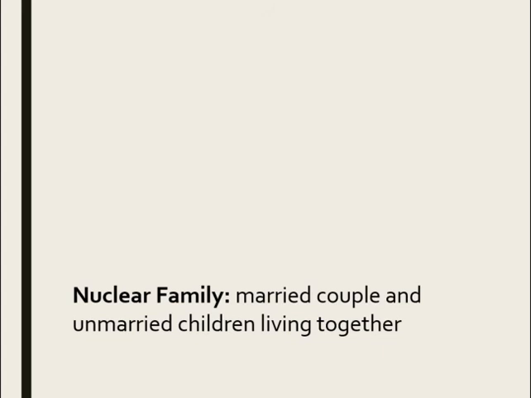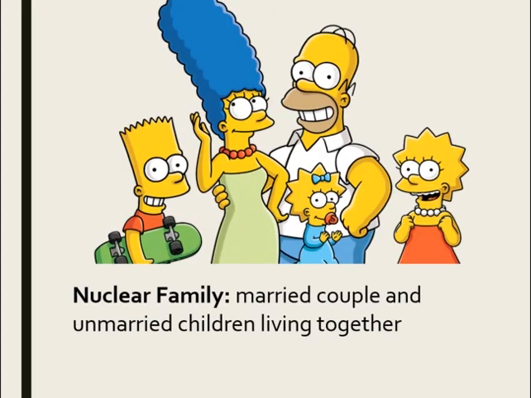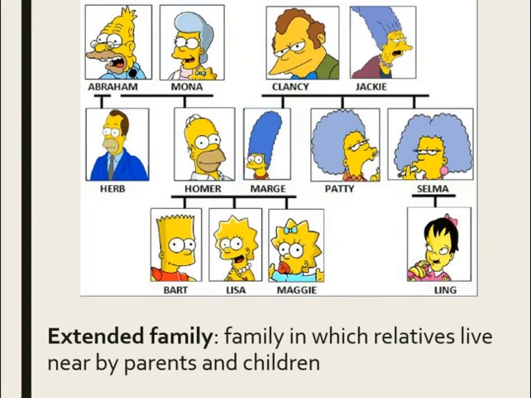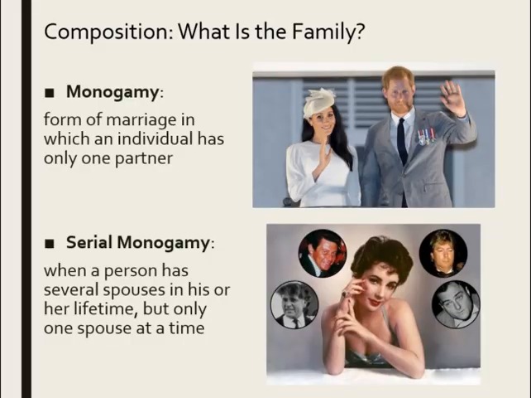One type of family is the nuclear family, and this is the married couple and their unmarried children all living together. So here's a nice picture of the Simpsons, who do a pretty good job as an example for the nuclear family. Then you have the extended family. The extended family is where relatives live nearby their parents and their children, but they are not part of the nuclear family itself. So these are uncles and aunts and cousins, grandparents would all be considered part of your extended family, specifically if they live nearby and you see them.